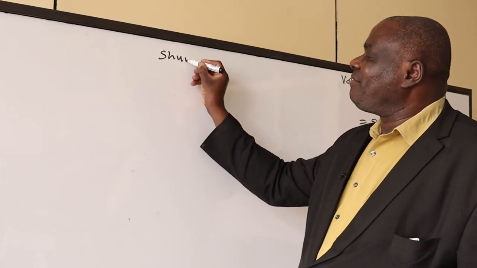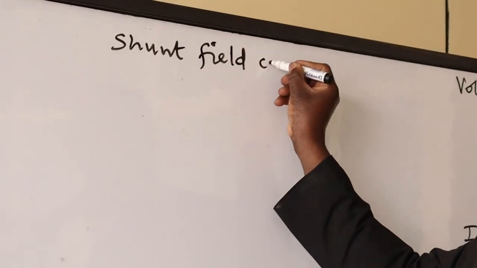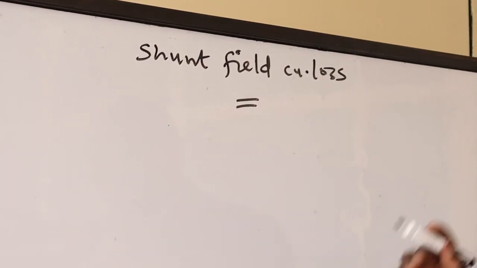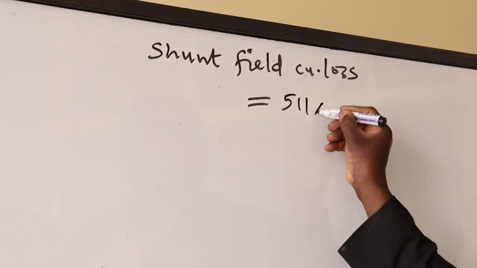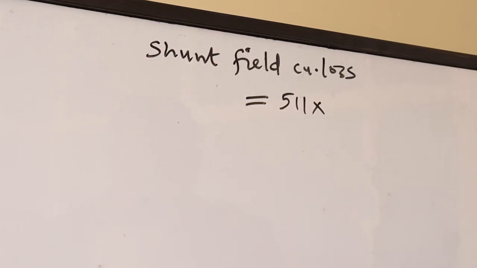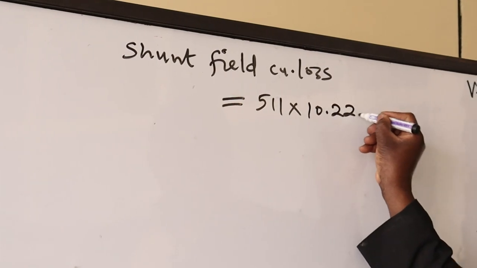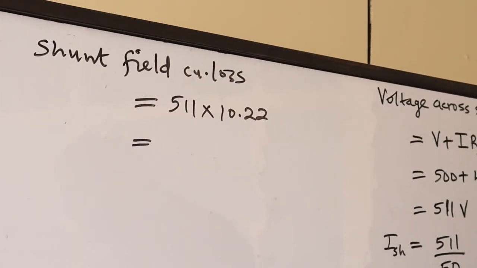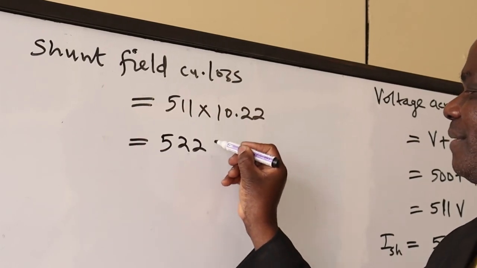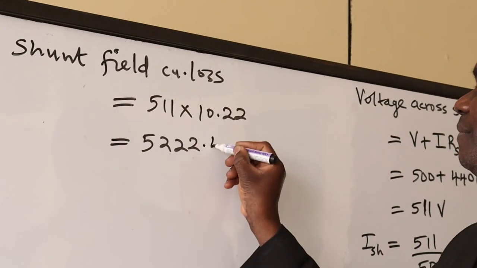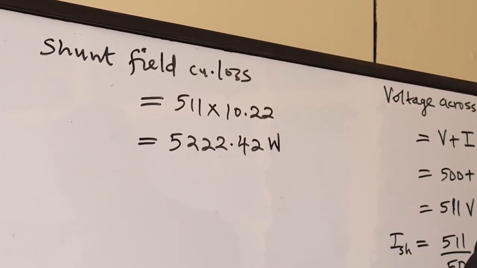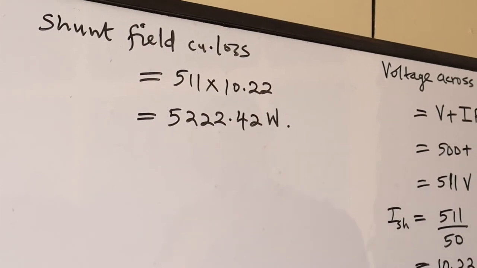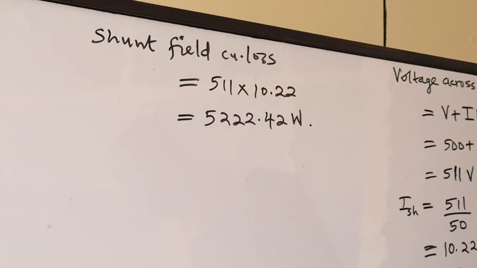The shunt field copper loss is always equal to the voltage across that shunt field circuit, which was 511, times I shunt, and our I shunt was 10.22. When we calculate now, we get 5222.42 watts. That is the shunt field copper loss.